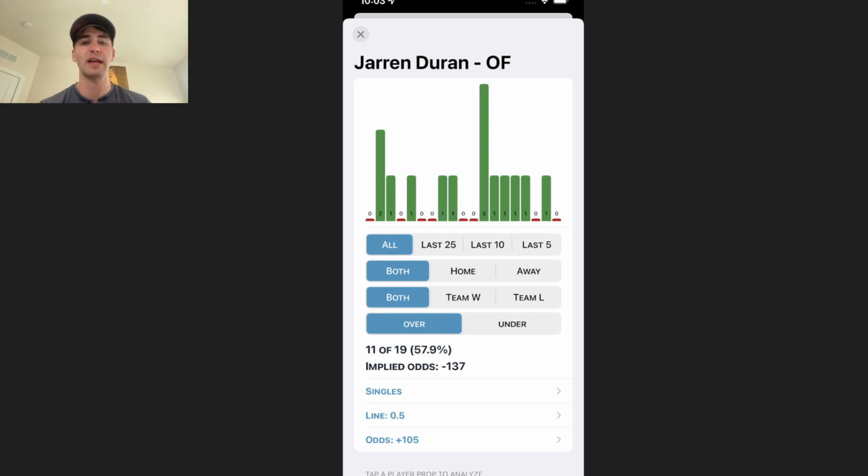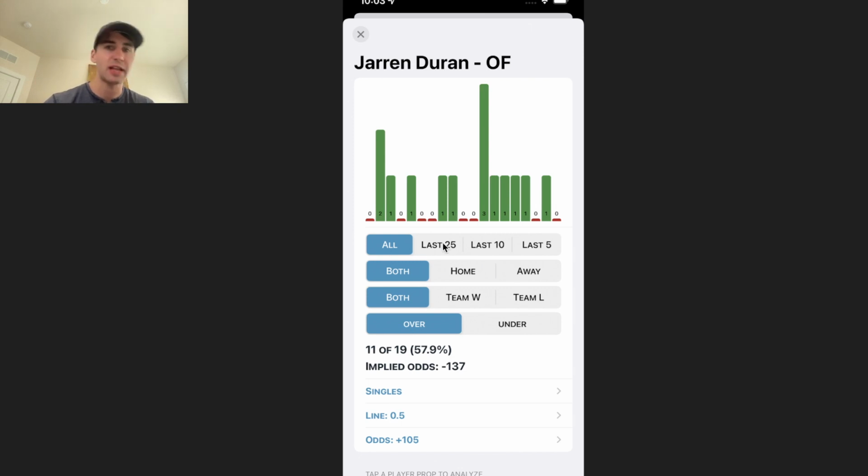Let's say we want to look at Duran. Right, we're looking at singles. Currently, the best odds you can get on Duran total singles over half of a single, so to have 1+ single, is plus 105 odds. What this tool is going to show you, and you can filter by whatever you want to, is how often has the over hit this whole season.